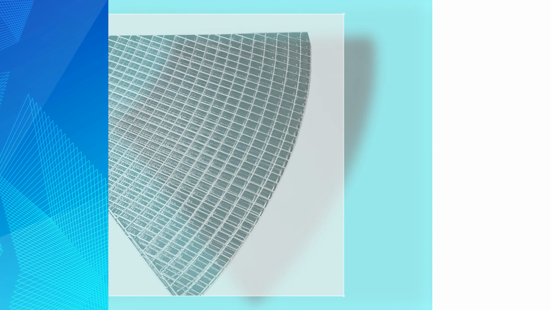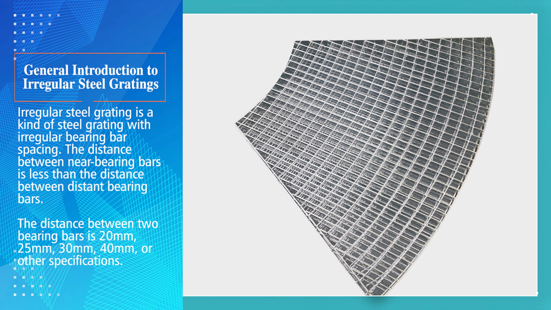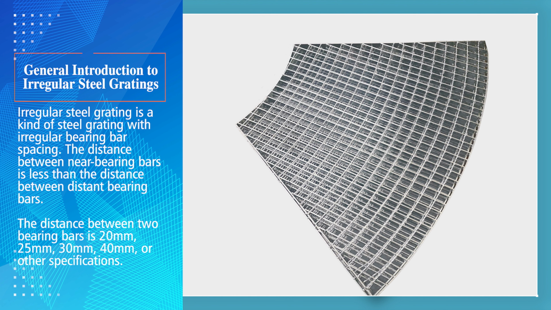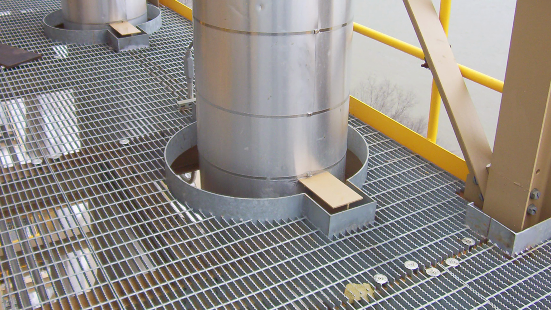What is irregular steel gratings? General introduction to irregular steel gratings. Irregular steel grating is a kind of steel grating with irregular bearing bar spacing. The distance between near bearing bars is less than the distance between distant bearing bars. The distance between two bearing bars is 20 mm, 25 mm, 30 mm, 40 mm, or other specifications. In addition to its characteristics, the irregular steel grating also possesses the characteristics of general steel gratings.